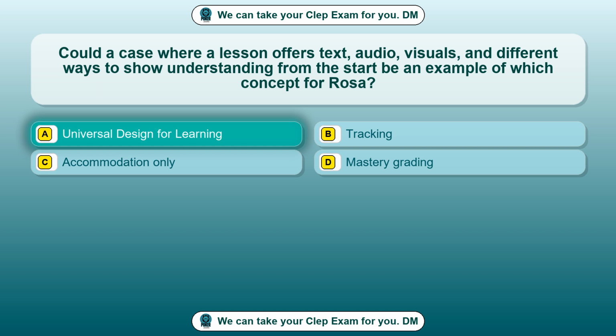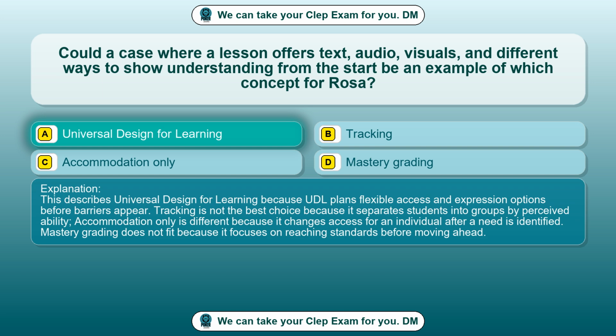Universal design for learning. This describes universal design for learning because UDL plans flexible access and expression options before barriers appear. Tracking is not the best choice because it separates students into groups by perceived ability. Accommodation only is different because it changes access for an individual after a need is identified. Mastery grading does not fit because it focuses on reaching standards before moving ahead.